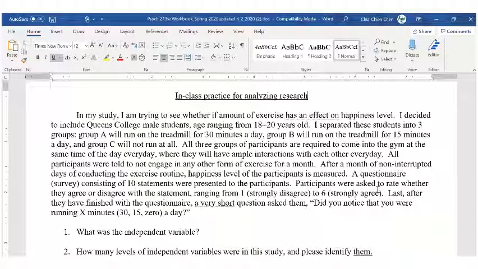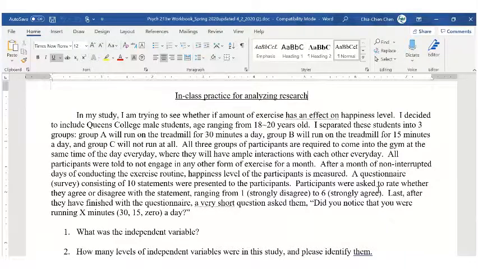A questionnaire, which is a survey consisting of 10 statements, was presented to the participants. Participants were asked to rate whether they agree or disagree with the statements, ranging from 1, which is strongly disagree, to 6, which is strongly agree. Last, after they finished the questionnaire, a very short question asked them: did you notice that you were running X minutes, 15, 30, or 0 minutes a day?